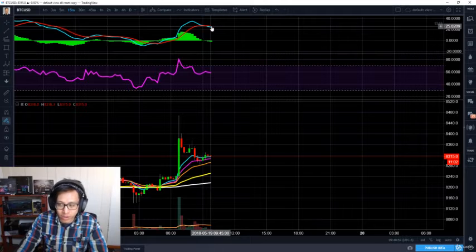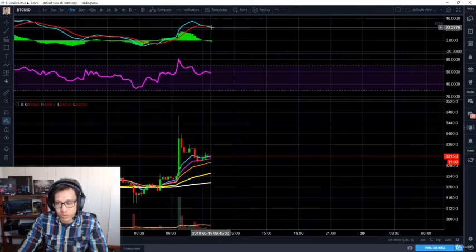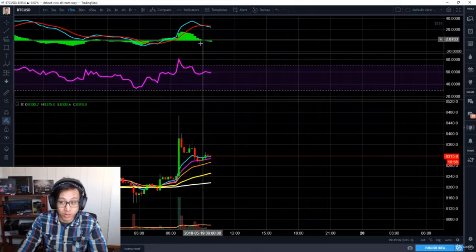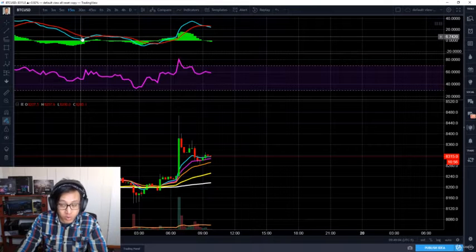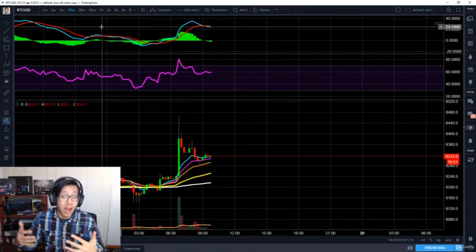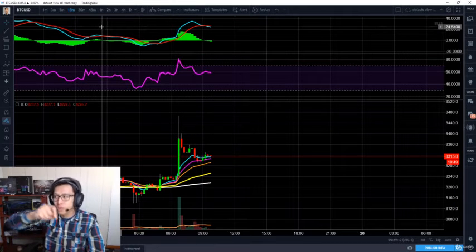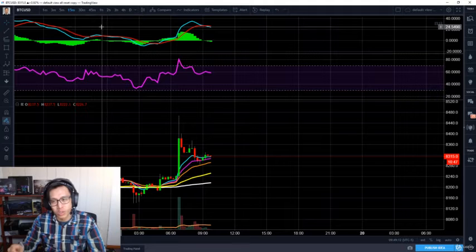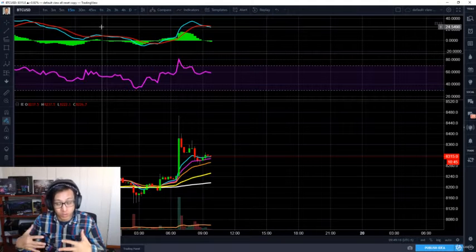So this point right here is lagging because it's taking the previous price action, the previous history, and compiling basically an average. That's why it's called a moving average. It's smoothing out the line, so it's not really the best indicator in terms of real time.